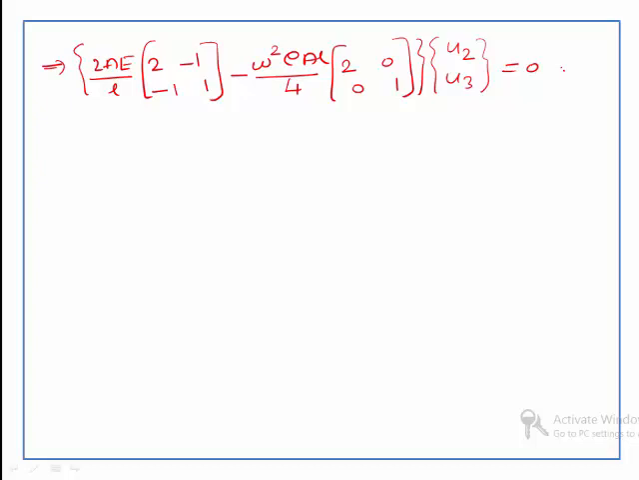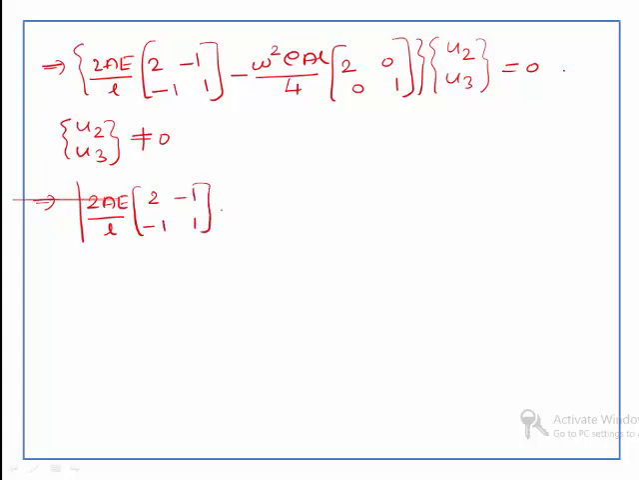So நமக்கு தெரியும் A into B equal to 0 இருக்கிற பட்சத்தில் ஒன்று A 0 இருக்கணும் or B 0 இருக்கணும். Okay. So here U2 and U3 not equal to 0 already பார்த்தோம் இல்லையா? U2 and U3 this displacement matrix will not be 0. So அதனால remaining terms இருக்கு இல்லையா? So அதுதான் அப்போ 0 அப்படின்னு equate பண்ணிக்கலாம். 2 AE by L [2 -1; -1 1] minus omega square rho AL by 4 [2 0; 0 1]. So this will be equal to 0.